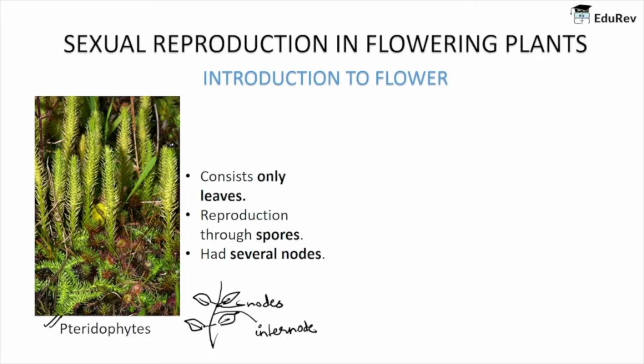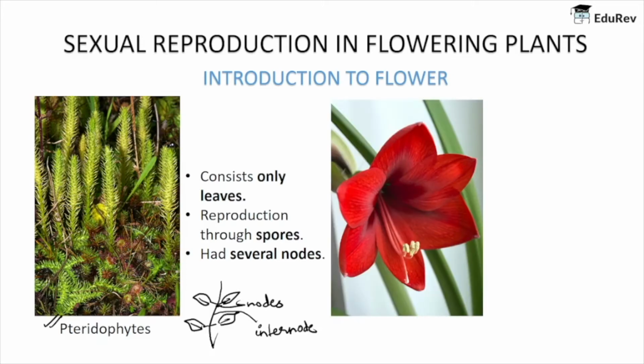Now, with evolution, these internodes that we see got reduced and these leaves got modified to become flowers. This happened in the course of evolution. Earlier there were pteridophytes in which you could only see leaves growing, and with evolution, the internodes, or the space between the two nodes, got reduced and the leaves got modified into the flower and formed the angiosperms that we just studied about.